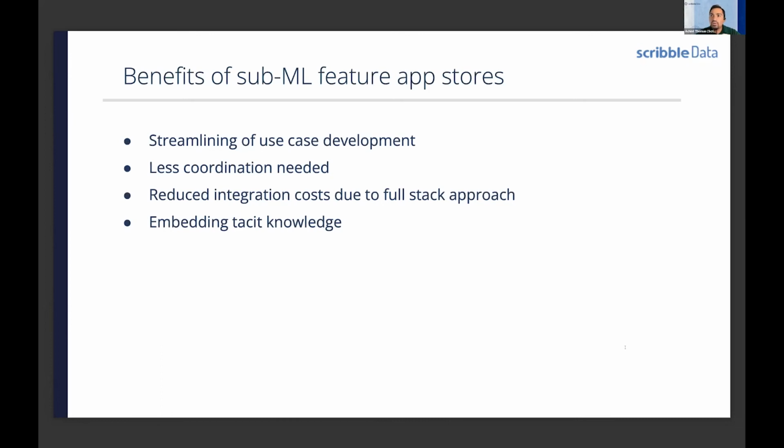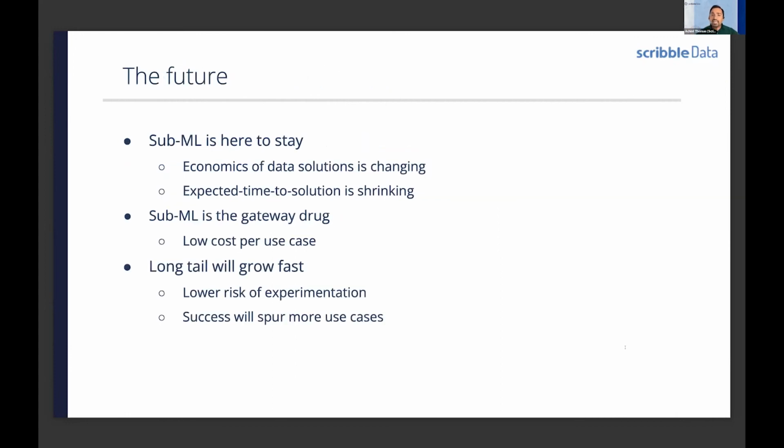You have less coordination, because you have one developer who can build both the feature engineering as well as the apps that consume all of the data from the engineered features. And obviously, because of that, reduced costs, right? All of the pieces that you need for your feature engineering come as part of the platform. So when we're thinking about building out feature app stores, these are some of the things that need to be taken into consideration.